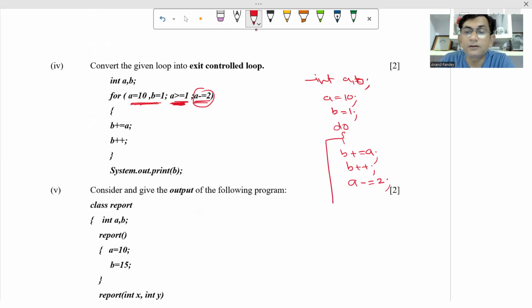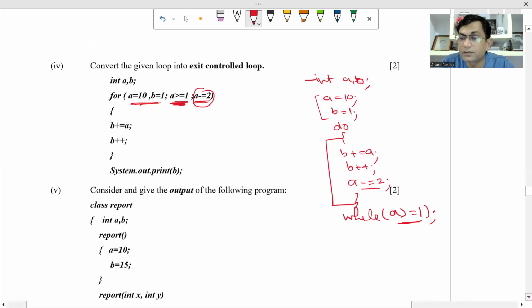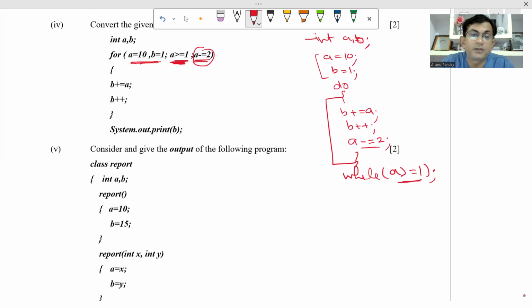Then this loop condition will be at last, that is while a is greater than or equal to 1, then semicolon. So initialization, condition and updation are written at 3 different places, and in an exit control loop the condition is checked at the end of the loop. If you want to know the working of the do while loop, you can watch the video in the loop playlist. Coming outside the loop, what will be printed? System.out.println will remain there as it is. This is outside the loop, so that will be printed: system.out.println b.